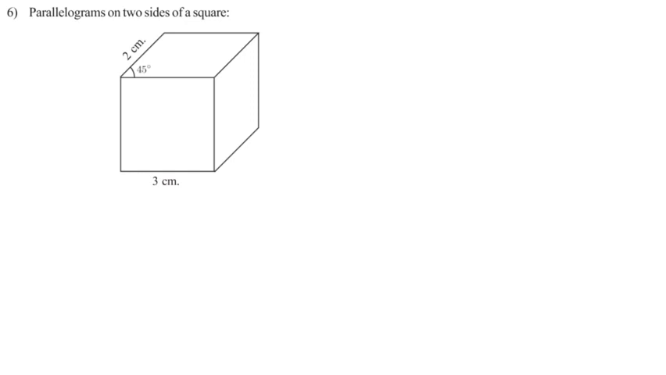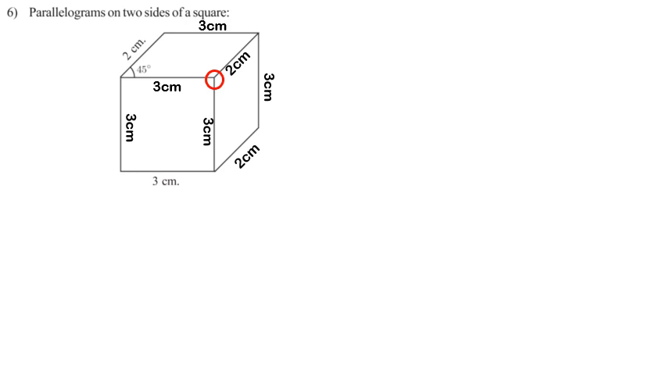We know all sides of a square are equal. So each side is 3 centimeters. And we know opposite sides of a parallelogram are equal. So the side opposite to 3 centimeters is 3 centimeters as well, and the side opposite to 2 centimeters is 2 centimeters. Next let us see its angles. Let us consider this point.